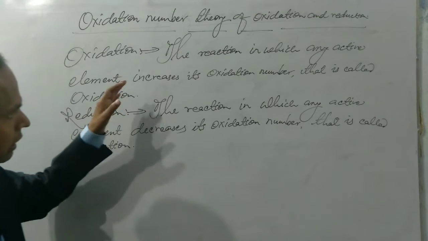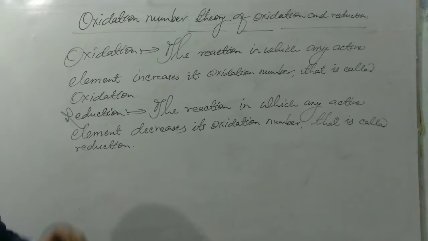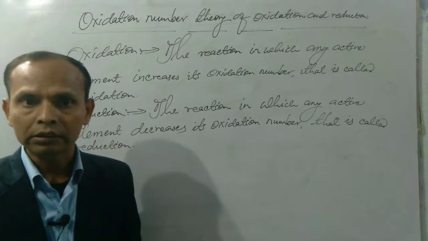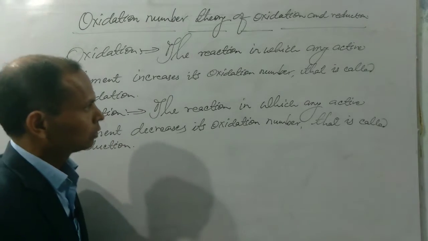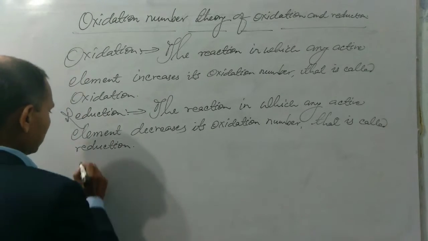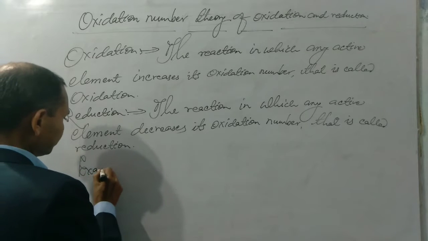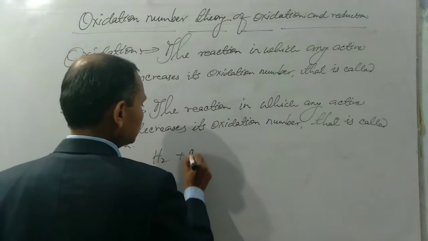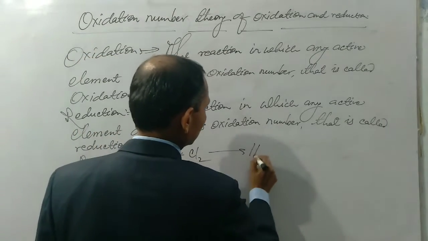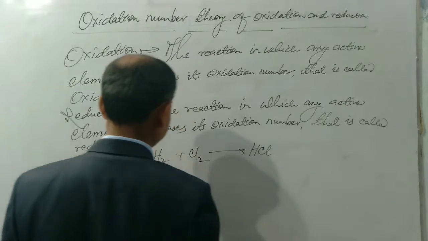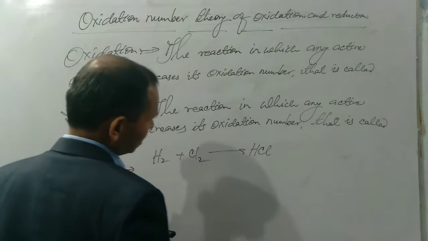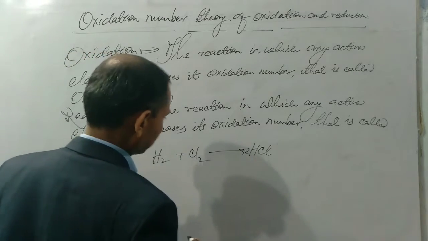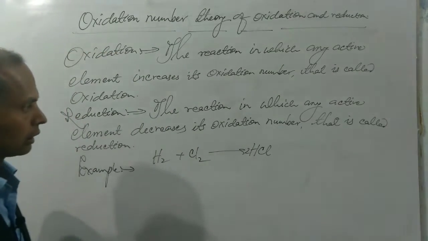We have to take an example of a redox reaction, because redox reactions are such reactions in which both oxidation and reduction occur simultaneously. So, we take an example: hydrogen reacts with chlorine to form hydrochloric acid. We have to write the oxidation numbers of the different elements. First, we have to balance it.